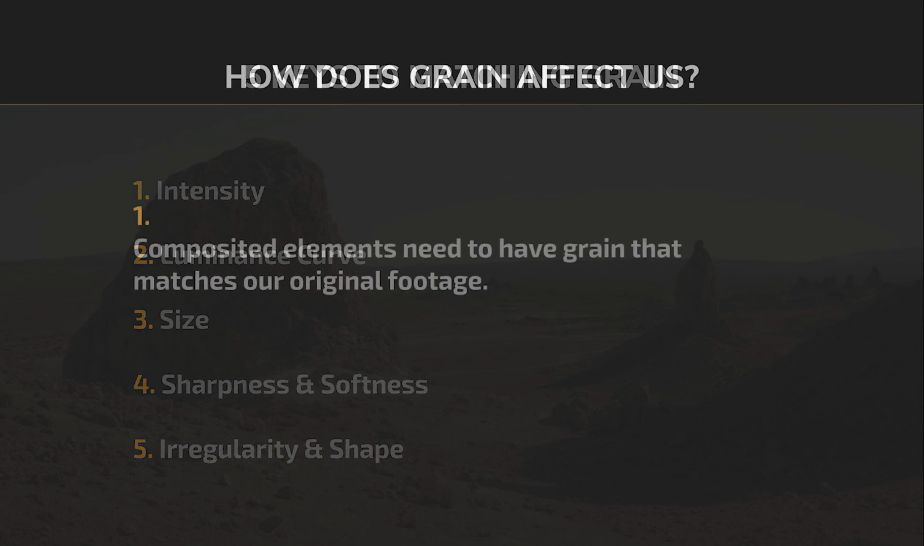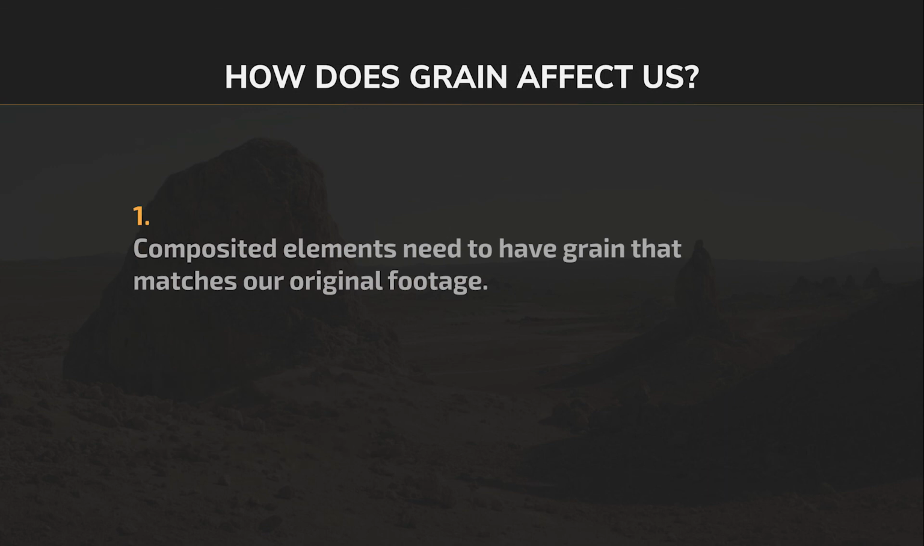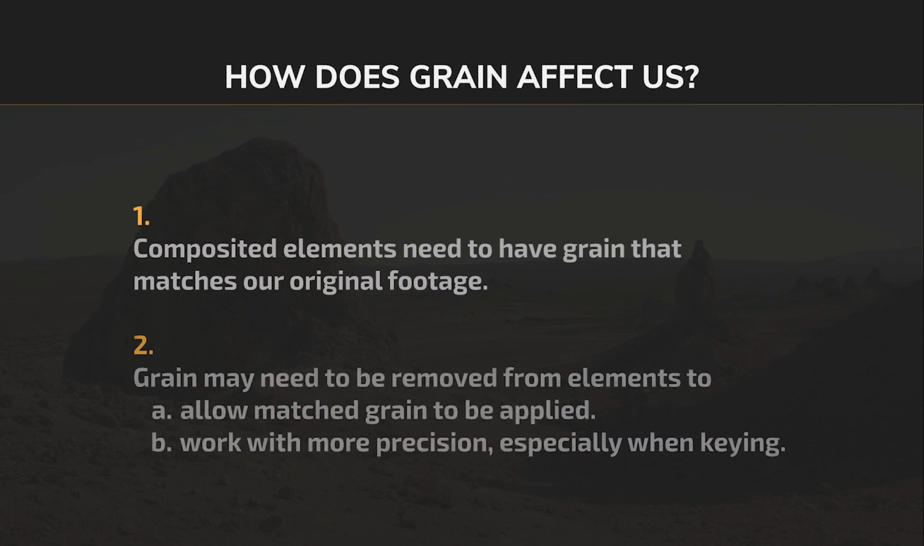Now, let's move on to the second way that grain affects us as compositors, and that is grain may need to be removed from our elements for one of two reasons. The first is that the grain on our element either isn't moving or doesn't match our footage, so we have to remove the grain and then reapply correct grain. And the second is that removing grain can help some of the work that we're doing be much more precise, especially when you're keying.